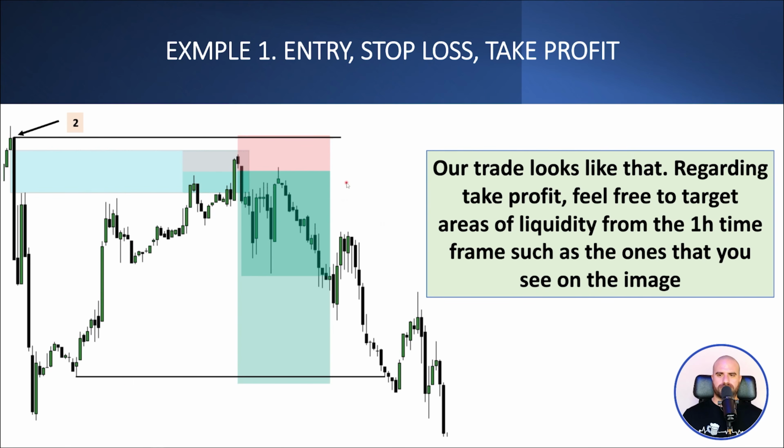Now, regarding targets, you can target any areas of liquidity from the 1 hour time frame. Somebody might say that they want to target this area only and be done. This is absolutely fine as well. You hit your target somewhere here. Actually, you hit your target here, I think. Let's see. No, here. You hit the target, or you can target this low, or this low, or even lower, such as in this occasion. This is absolutely up to you.